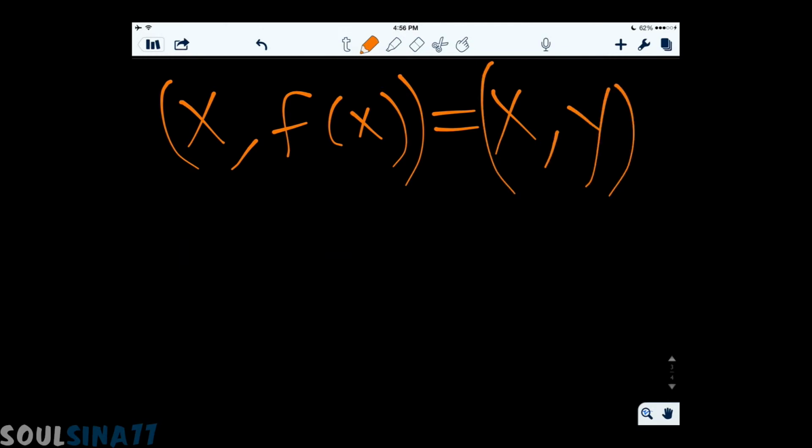We're saying the same thing when we say x comma y and x comma f of x. If you've always struggled with understanding what f of x truly means, it just means y. It means the y coordinate.